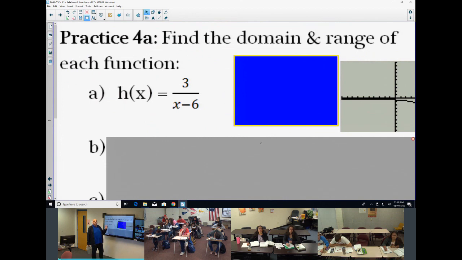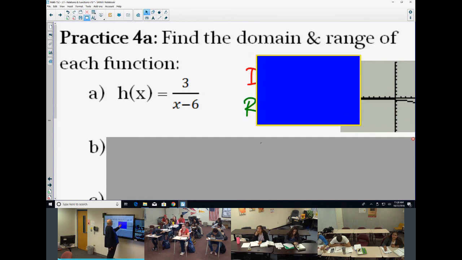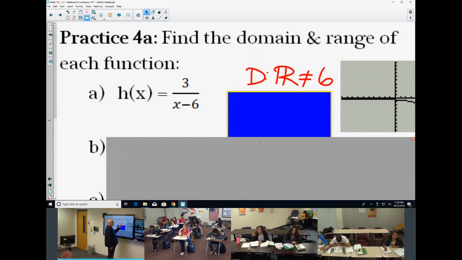Positive 6. So that means we're not going to allow you to plug in 6 for x. You can plug in anything else for x you want, but not 6. Because if you plug in 6, that'll give you a 0 in the denominator. Does that make sense? So we would write that as the domain is all real numbers except 6.